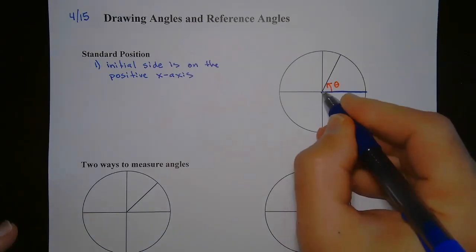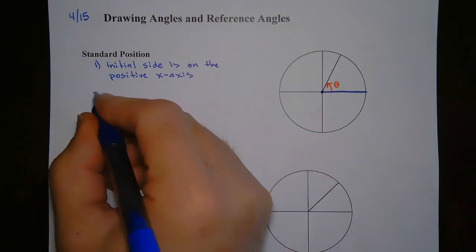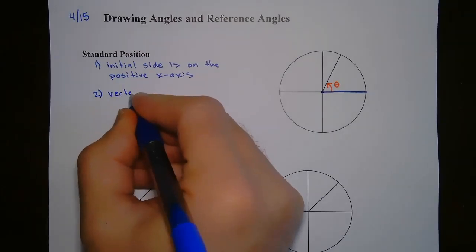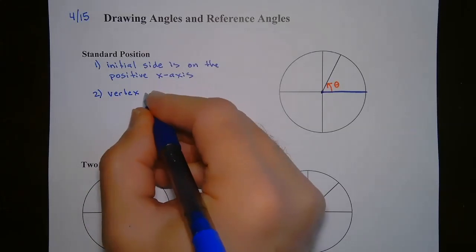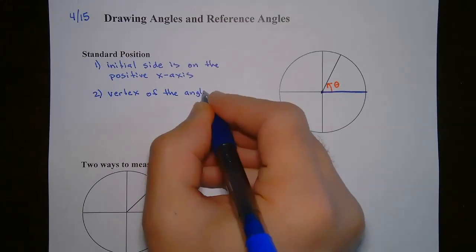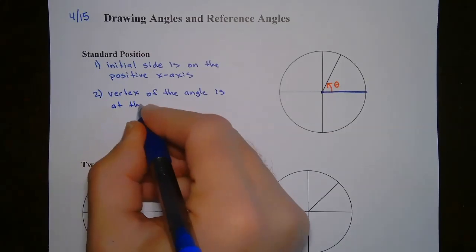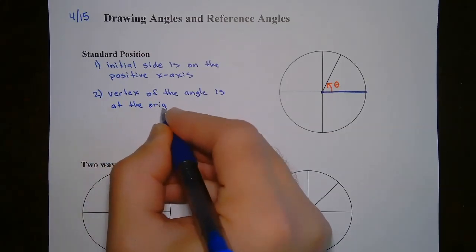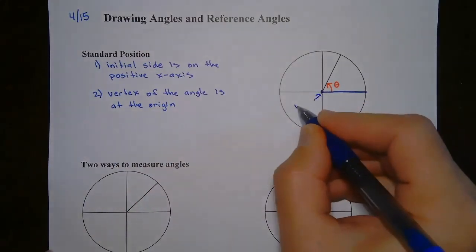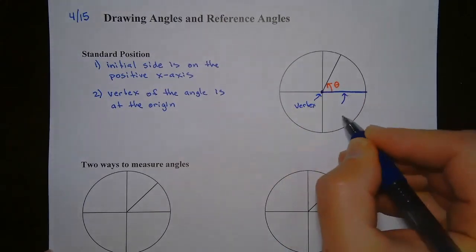And this is our vertex, and the vertex of the angle is at the origin. That's the second part of standard position. The vertex of the angle is always at the origin. Right here, this point right here, that's the vertex, and it has to be at the origin. This is the initial side. That's the name of it.